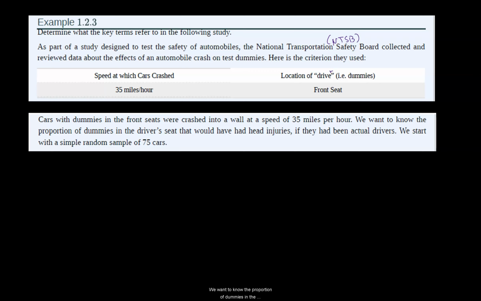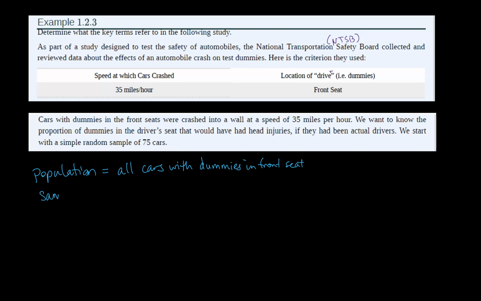We want to know the proportion of dummies in the driver's seat that would have had head injuries if they had been actual drivers. We start with a simple random sample of 75 cars. Let's start out with our population. Population is the whole group that we're studying, and we're studying all cars containing dummies in the front seat.